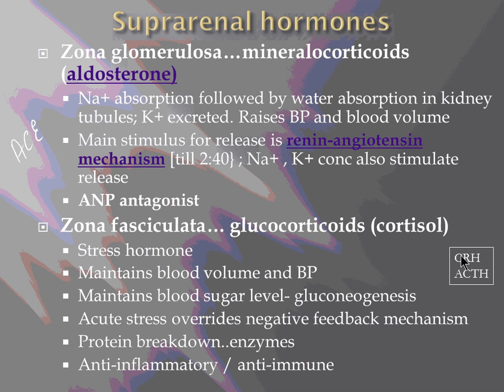Again, under normal circumstances, it maintains your blood sugar levels. And it does this by making sugar from non-carbohydrate sources. So that process is known as gluconeogenesis. Gluco meaning glucose, neo meaning new, genesis means to make. So gluconeogenesis is to make glucose from non-carbohydrate sources like lipids and proteins. So that's what it helps to do.